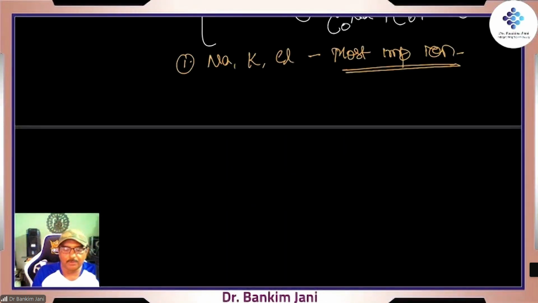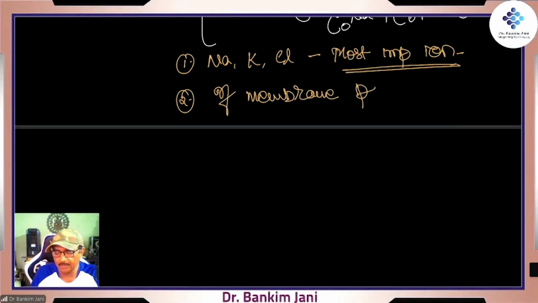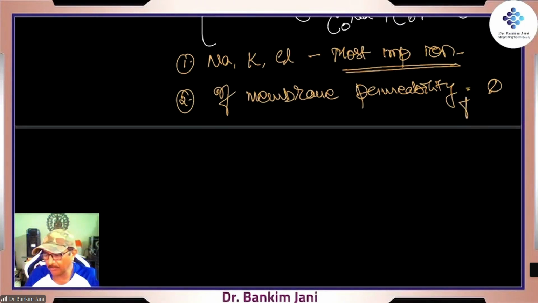Okay. So sodium, potassium, and chloride are the most important ions for the membrane action. That's why these three are taken. Second point is that in case of membrane permeability, now you'll find that this is absolutely true. If the membrane permeability is 0 for any two ions, what would happen? The third would be dominant. In books, it will be written like that, but what's the big deal now? You understand it so properly.